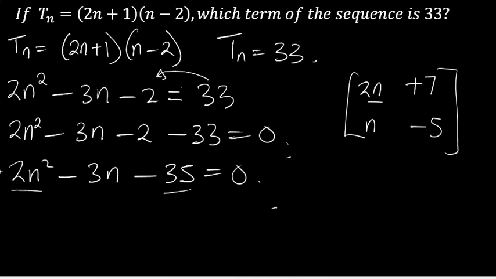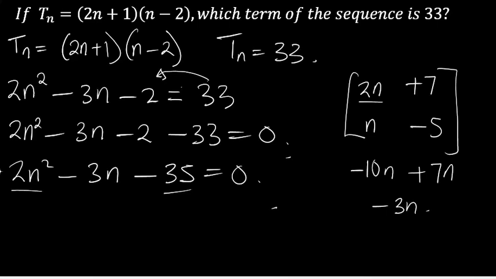So 2n times minus 5 will give us minus 10n. Then it is just like cross multiplication. N times plus 7 will give us plus 7n. So when you add this and this, it gives us minus 3n.